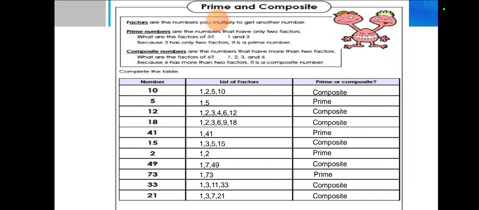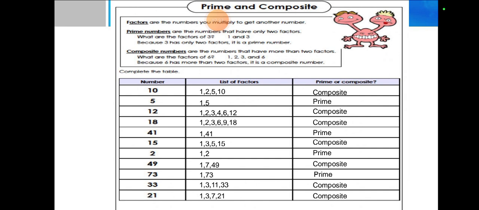Prime and composite numbers. Factors are the numbers you multiply to get another number, and prime numbers are the numbers that have only 2 factors. What are the factors of 3? 1 and 3, yes? Because 3 has only 2 factors, it's a prime number. Composite numbers are the numbers that have more than 2 factors. What are the factors of 6? 1, 2, 3 and 6. Because 6 has more than 2 factors, it's a composite number.